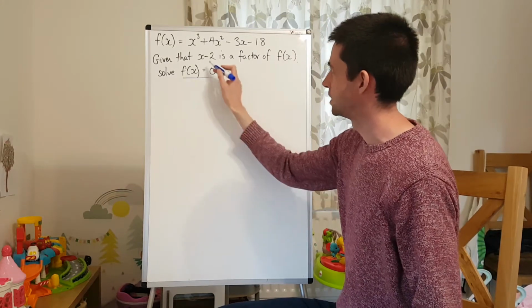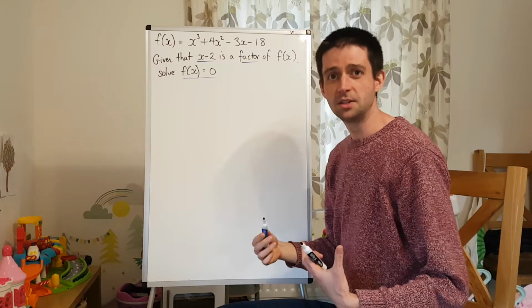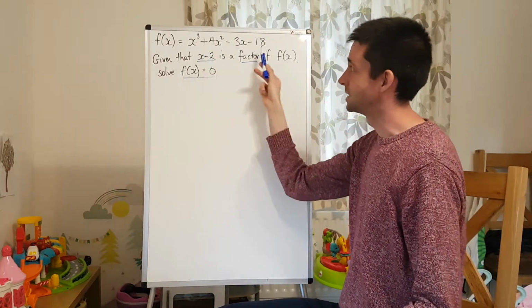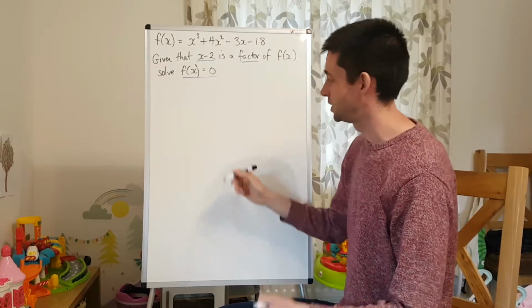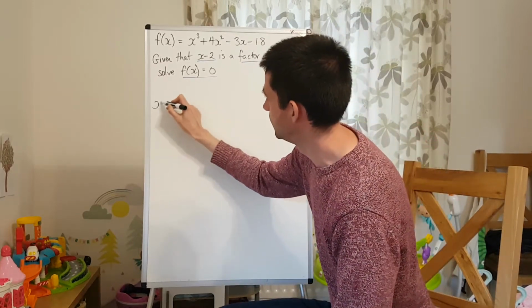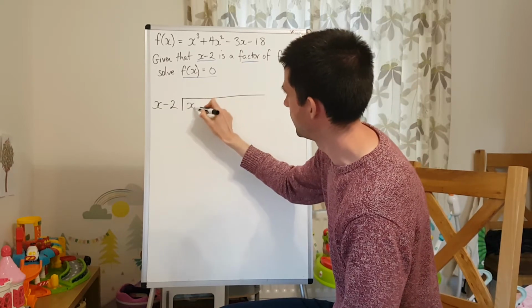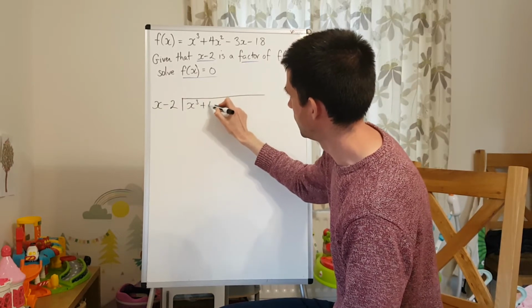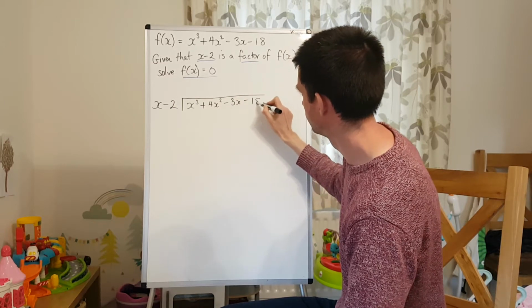So key things here: x minus 2 is a factor, and what that means is that x minus 2 will divide exactly into this expression with no remainder. So the first thing to do is to do algebraic long division, set up my bus stop, divide the cubic by x minus 2, and I should get no remainder when I do that.